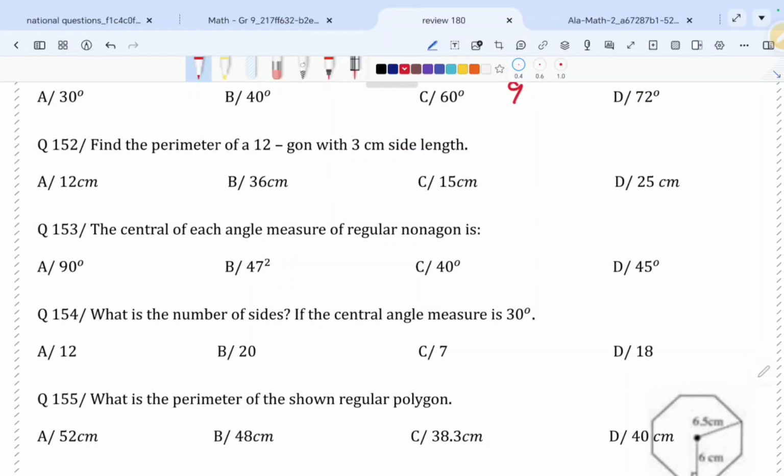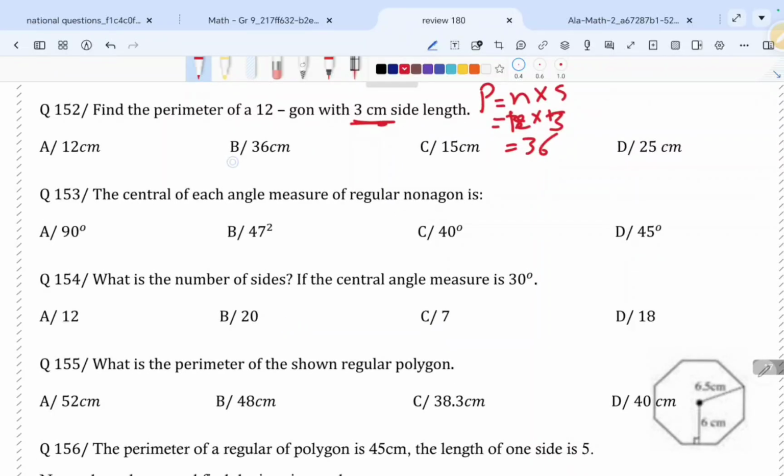Find the perimeter of a 12-gon with 3 centimeter side length. Okay, perimeter is equal to n times s. So n is 12, s is 3. 12 times 3 is equal to 36. B is the correct answer.